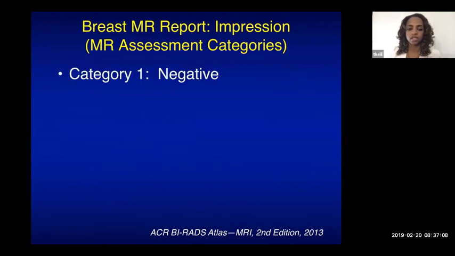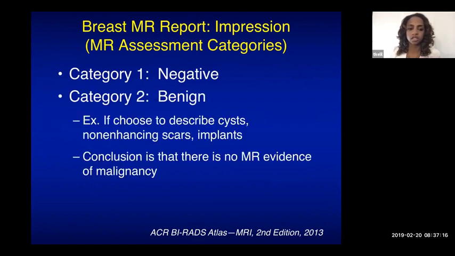Category 1 describes a negative exam, so there was no finding to be reported and the exam is negative for cancer. Category 2 implies that there were some benign findings that you chose to describe, such as cysts, non-enhancing scars, or if the patient had a breast implant. But for both category 1 and category 2, the conclusion is that there's no MR evidence of malignancy.